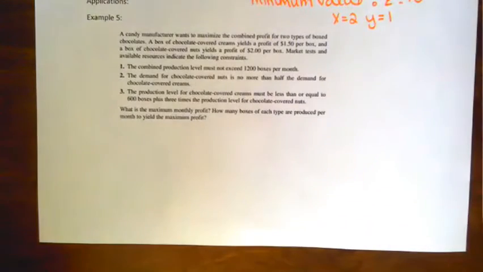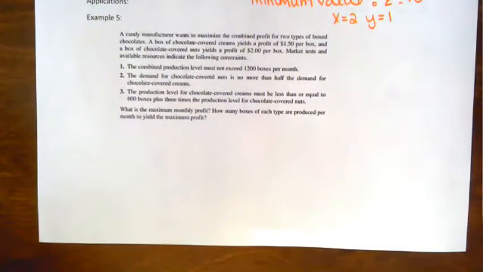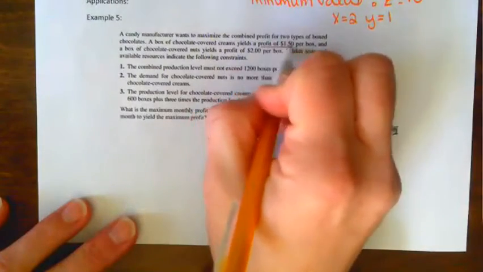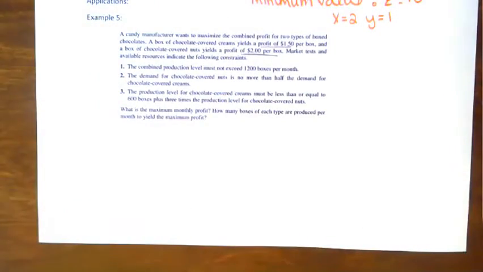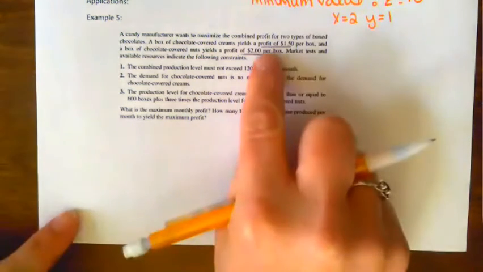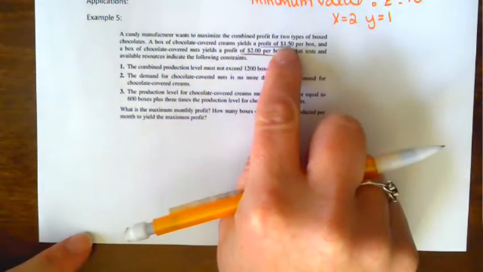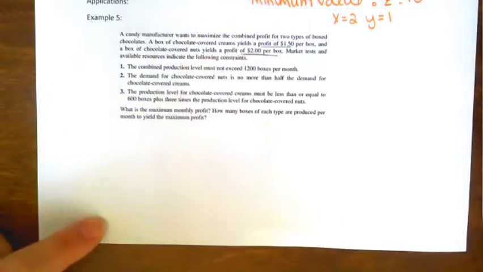A candy manufacturer wants to maximize the combined profit for 2 types of boxed chocolates. A box of chocolate covered creams yields a profit of $1.50 per box, and a box of chocolate covered nuts yields a profit of $2 per box. Market tests and available resources indicate the following restraints, okay? From what they give us right now, to get our profit, wouldn't I add my profit for my chocolate covered creams with my chocolate covered nuts?